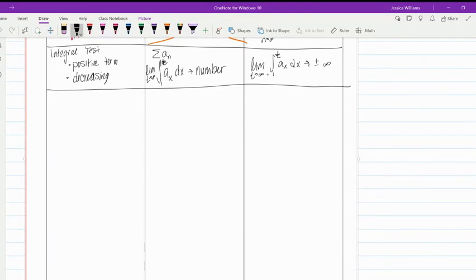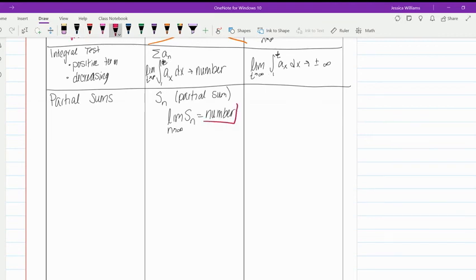All right, this is partial sums. Let's write it first. If S sub n is your partial sum, what we do is we take a limit of S sub n as n goes to infinity, and we want to get a number. And that number is the sum. If we take a limit as we go to infinity and we get plus or minus infinity, that's a diverge.